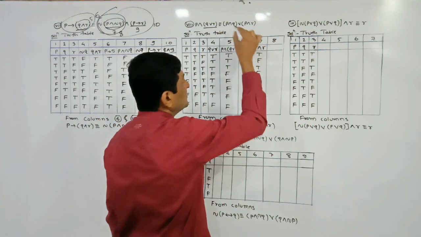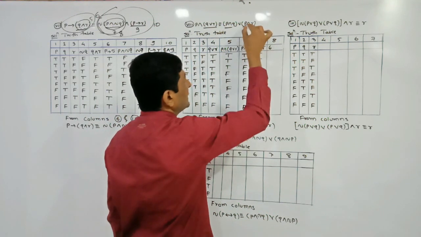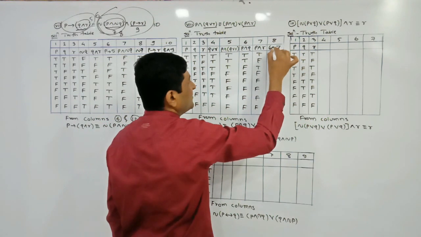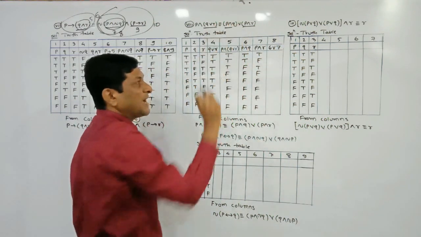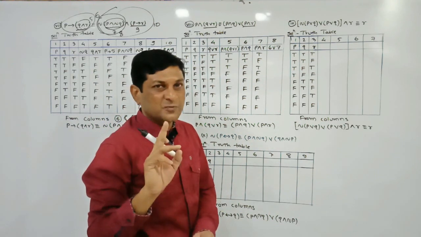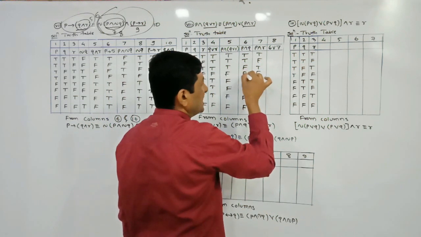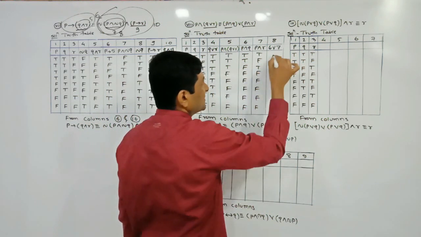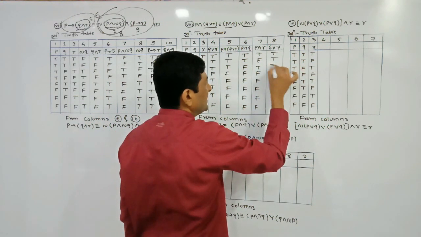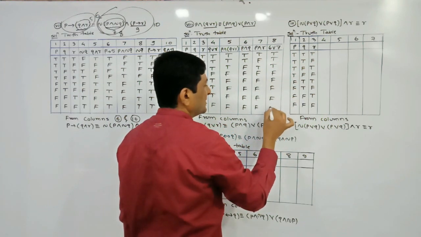Lastly, we are connecting this statement and this statement. This lies in column number 6 and this lies in column number 7, and we are connecting these two statements by which logical connective? OR. Now in case of OR, if at least one true appears, result will be true. So T, T, T, then F, F, F, F, F.